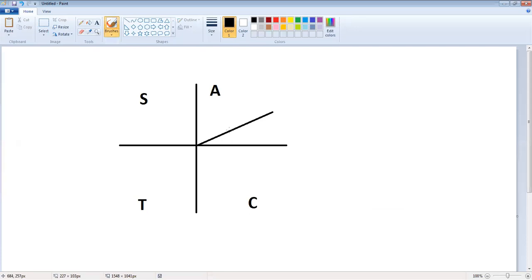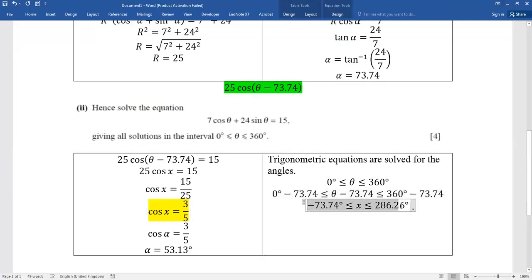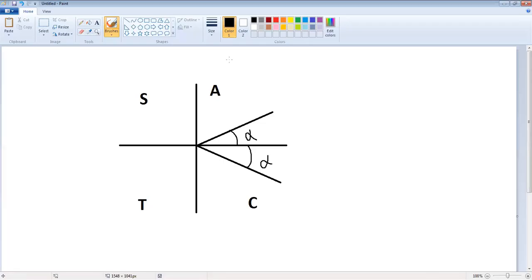In this one, the alpha can either exist here and the alpha can either exist here. Now, these are the two possible positions for our alpha. Now, remember, what is the range of angles that we are dealing with? Minus 73.74 till 286.26. Now, we'll see in our particular given range, when do we encounter alpha?